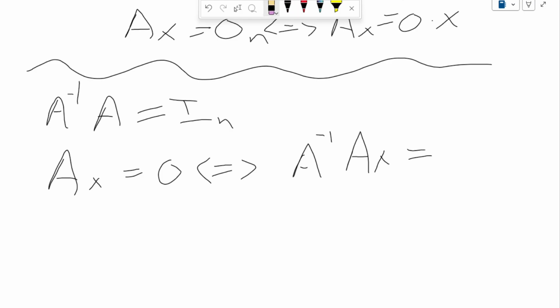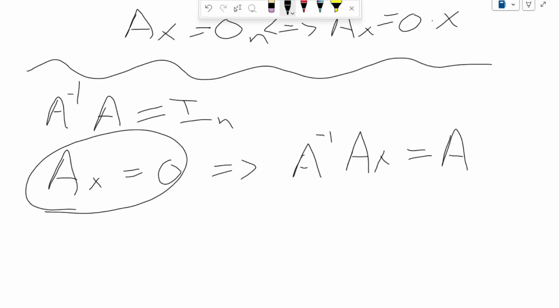Actually, let's just do a one-sided implication. So this left-hand side here implies that A inverse AX and A inverse times 0 must also be equal, right? Because we're multiplying both sides by the same matrix, so equality is going to remain.